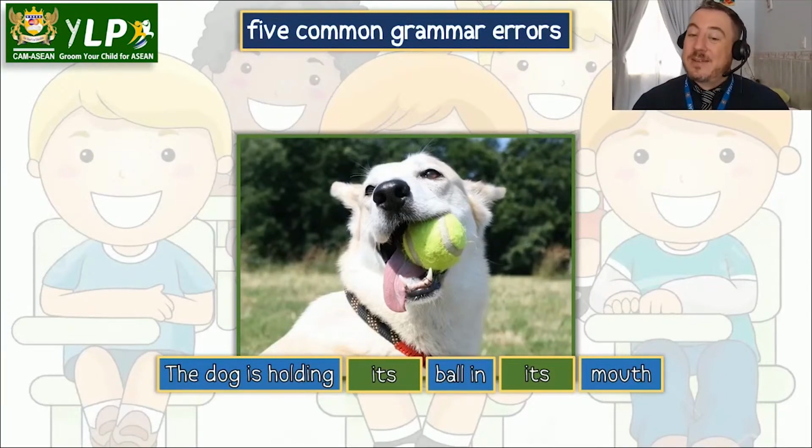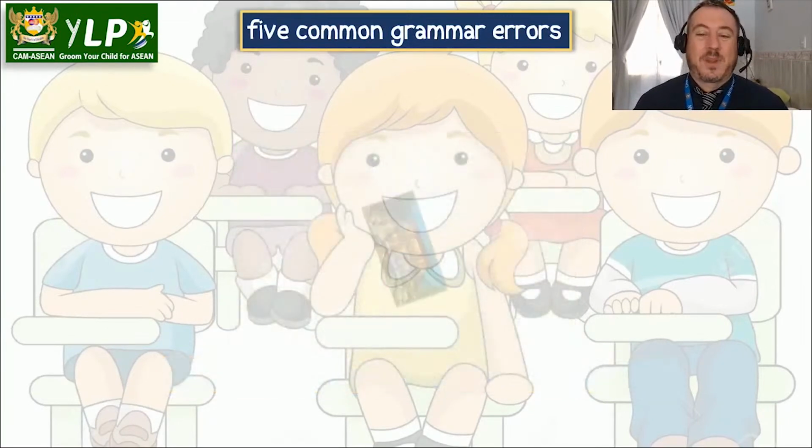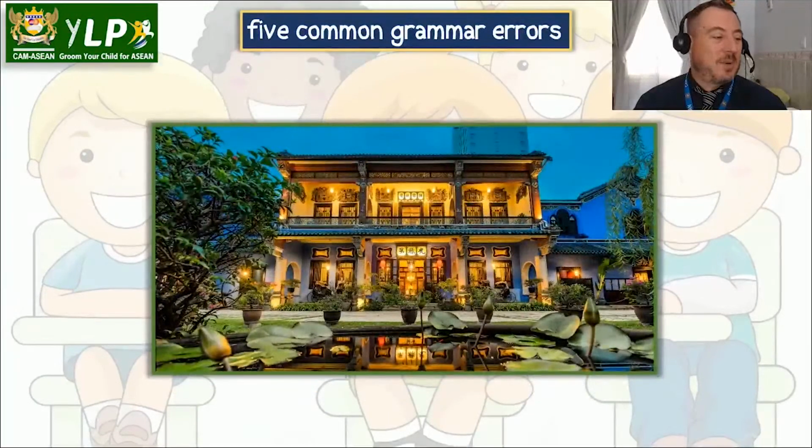Okay, in its mouth, the dog's mouth. It's very common, if we know that the dog is a boy or a girl, we can say he or she, or his or hers in this case. But it's very common, especially if we talk about animals, dogs and cats, to just say its.